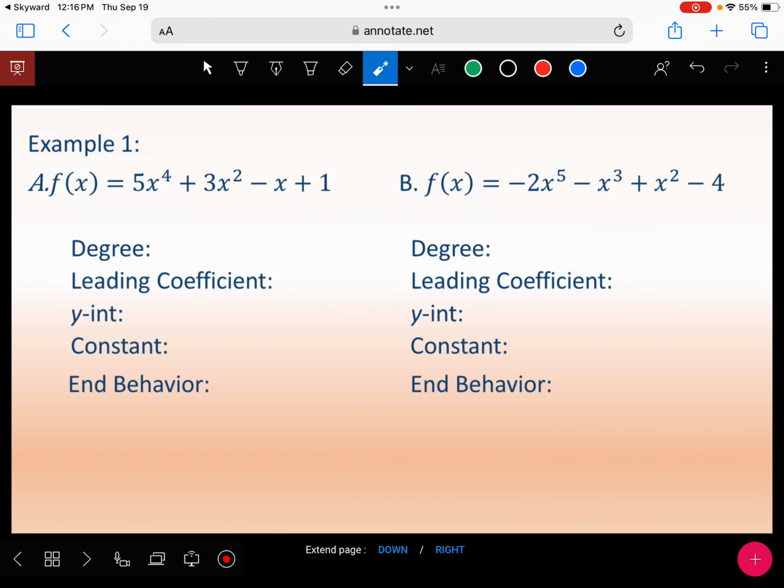All right, let's go ahead and copy down these next ones. Now we're going to answer a lot of questions. So I'll give you a minute to copy down these two, and then we'll talk about it.